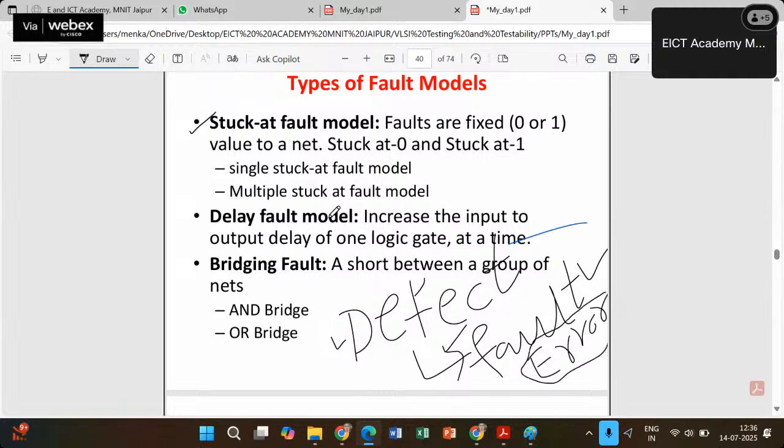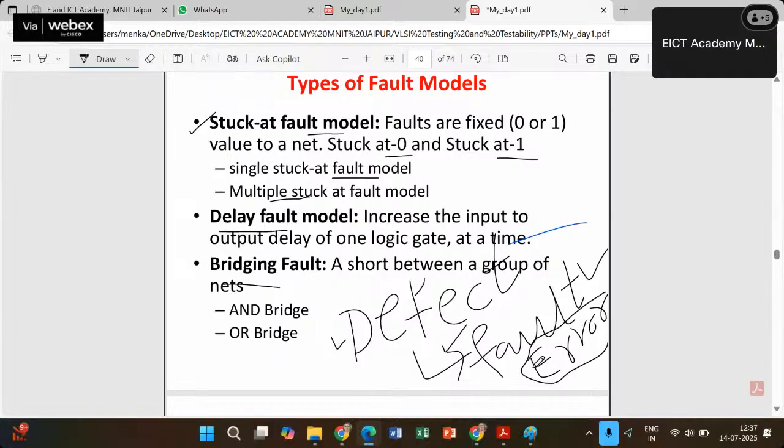So basically I have listed three fault models over here. Stuck-at fault model, where any of the branches is stuck at 0 or 1. It can be a single stuck-at fault model or a multiple stuck-at fault model. We will take one example to figure out how exhausting fault models can be. Then the delay fault model and the bridging fault model. The delay fault model will increase the input output delay, and in the bridging fault model, any kind of unwanted shorting, it may be metallic or something, is the bridging fault.